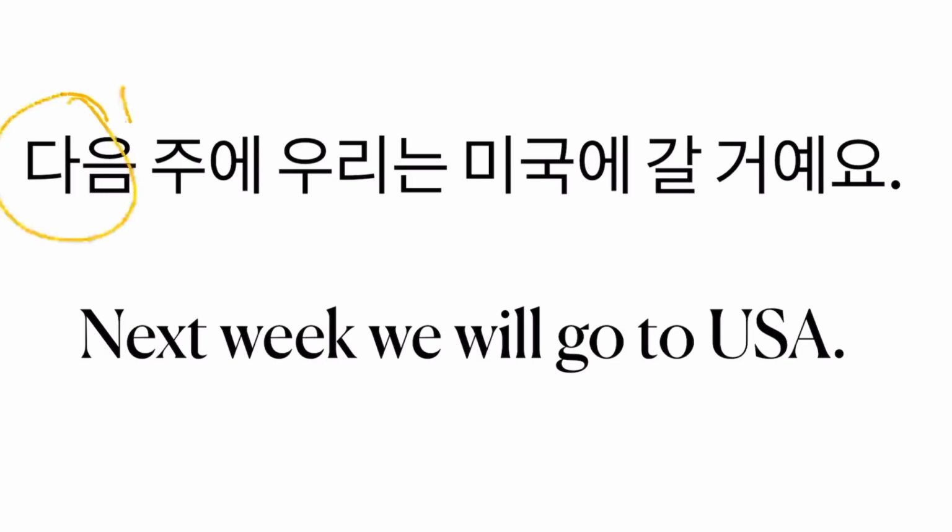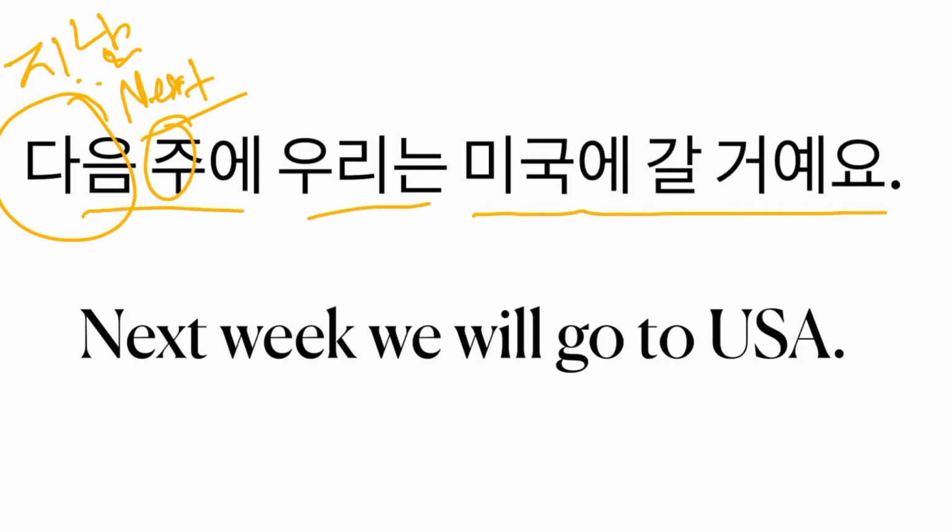다음 is next. What was last? 지난. So 지난 and 다음. These are used a lot, very frequently. So 다음 주 is next week. 지난주 would be last week. So 다음 주에 우리는 미국에 갈 거예요. 을 거예요 we have used here, which is future tense. Will, shall. So 우리는, we will go to USA next week. Let's see the next sentence.